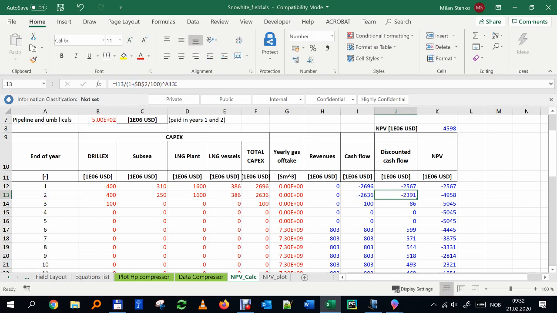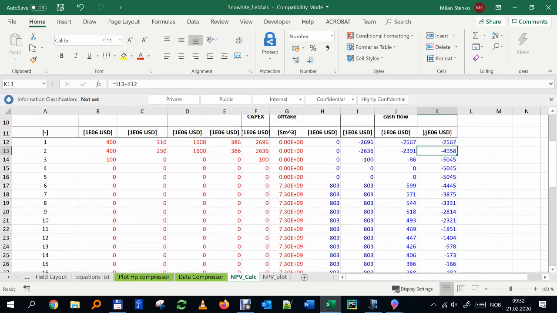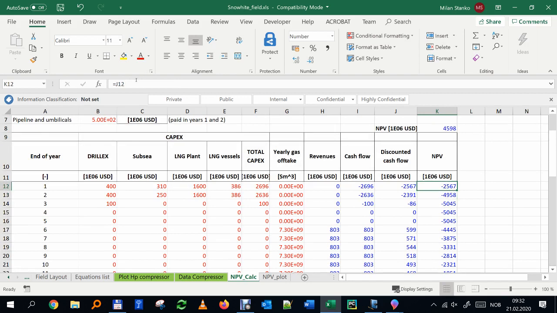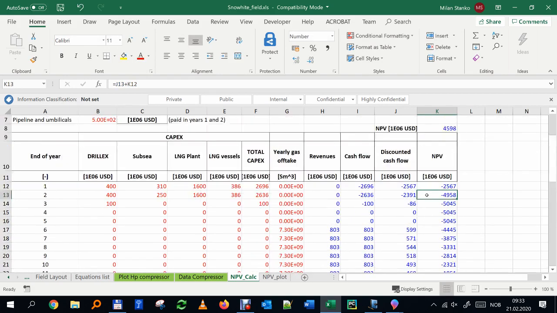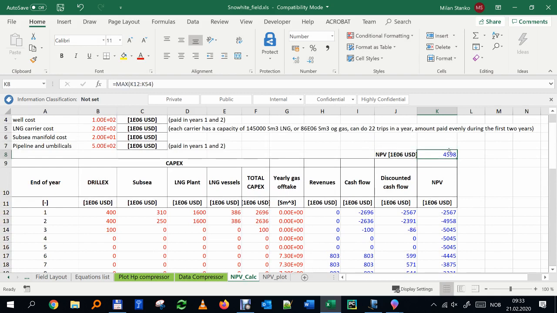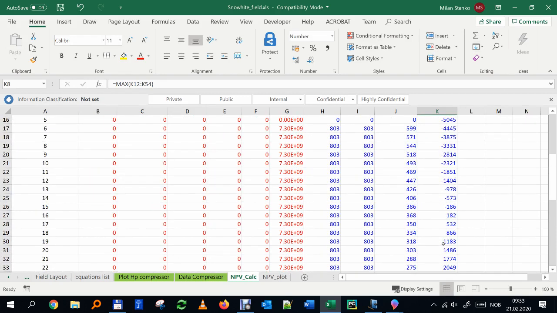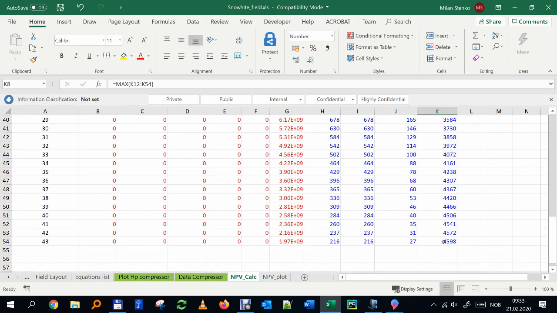Then after that I have the NPV, and I simply see how the NPV is changing. This one will be just the cash flow of year 1, but this one will be the cash flow discounted of the previous plus the current. And you see how NPV is changing with time. And at the end, the final NPV is simply the last one, when I abandon the field, which is at year 43 in this case.